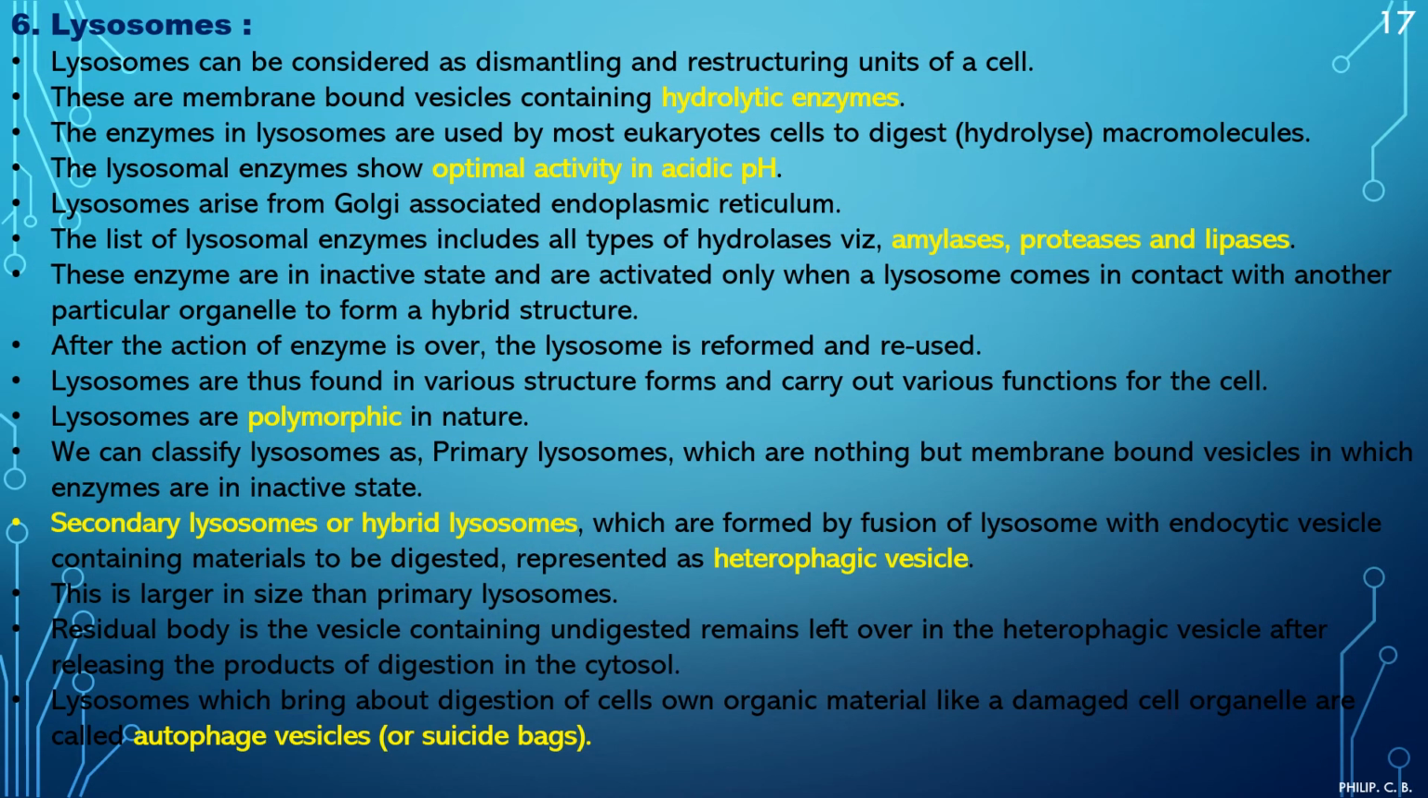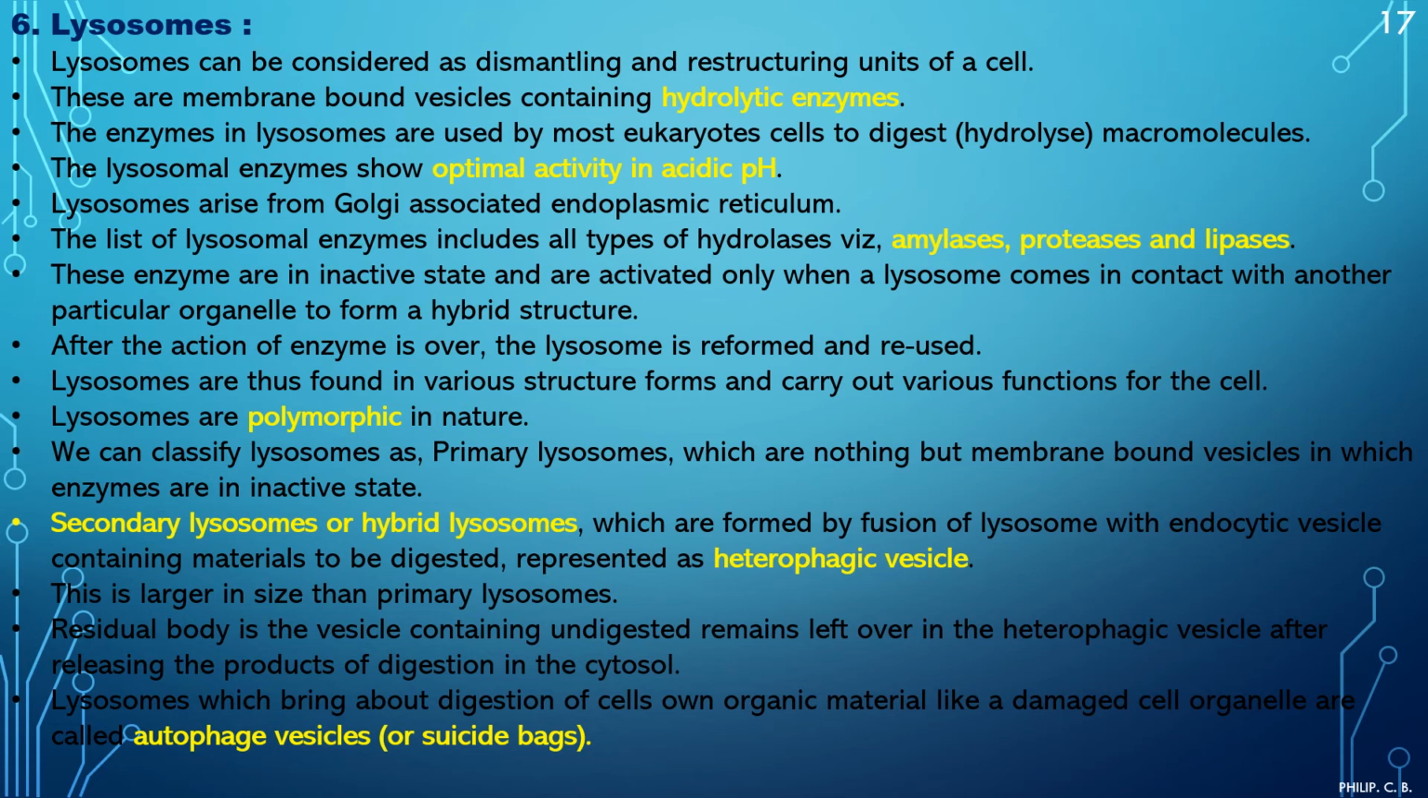Now the next one, that is lysosomes. Lysosomes can be considered the dismantling and restructuring units of the cell. The term itself explains it: to dismantle, and to restructure, that is, to reshape. These membrane-bound vesicles contain hydrolytic enzymes. So what is present here? Hydrolytic enzymes. The enzymes in lysosomes are used by most eukaryotic cells to digest or hydrolyze macromolecules. So what is the importance? Here it is very clear: the function is to digest macromolecules.